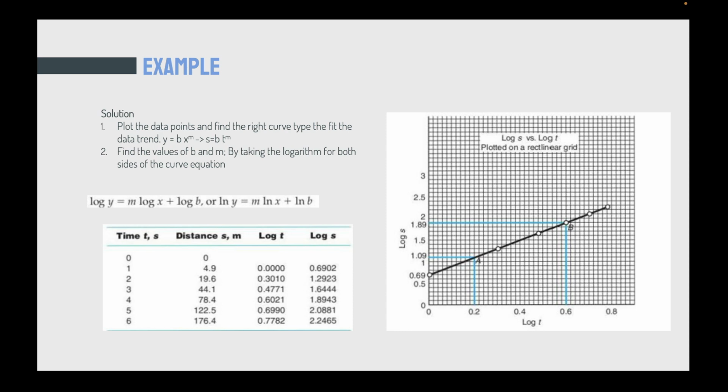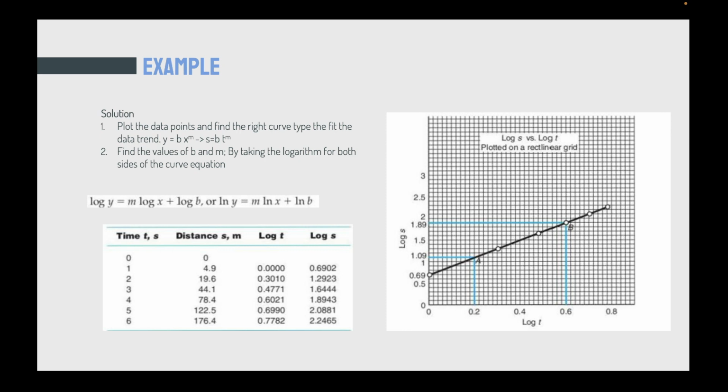Now, what we did here: we know that a power curve or a power function, of course, as we know how to identify the curve, we assume we know the general form of a power equation. Now, the data trend should be in the form y equals b multiplied by x to the power of m.